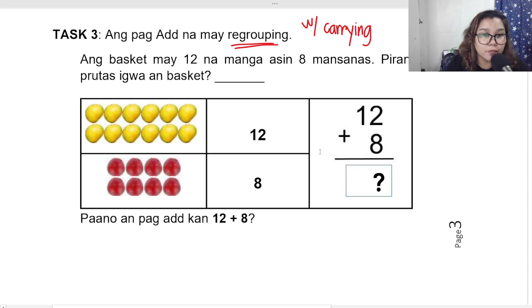Okay, like for this one, so we have 1. Let's count this first. So 1, 2, 3, 4, 5, 6, 7, 8, 9, 10, 11, 12. So that's why we have 12 here as our number. Okay, and for the apples, we have 1, 2, 3, 4, 5, 6, 7, 8. So we have here 8. So what do we do here is we need to write them in columns to find the answer for this addition sentence para makompleto. So what do we do is 12 plus 8.